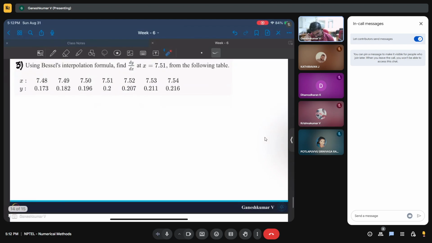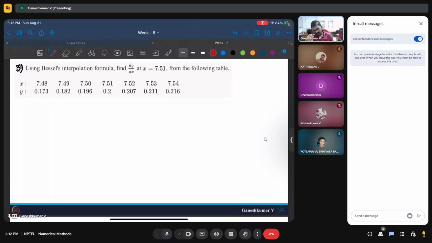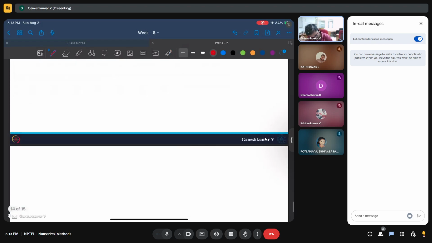Let's move forward with the final question that we have here. So the third question is, we are going to use Bessel interpolation formula, and again we are going to find the derivative dy by dx. The following x and y data are used. So basically we are going to use the Bessel formula to find dy by dx. In this case, we need to find it exactly at 7.51, whose function value is given, but we need to find its derivative at this place. All right.